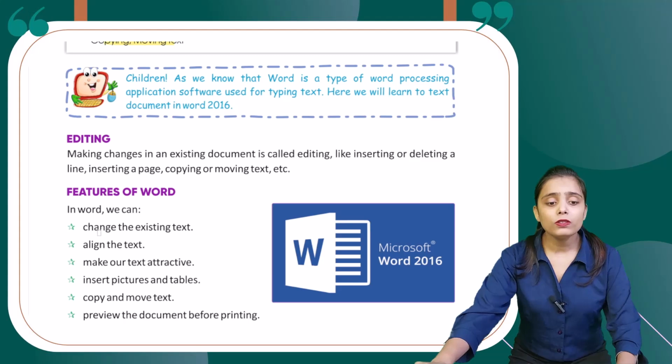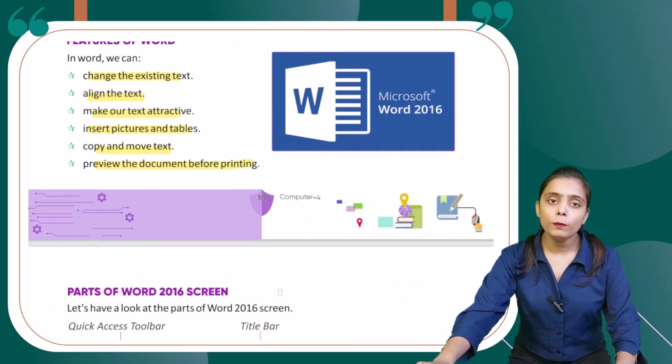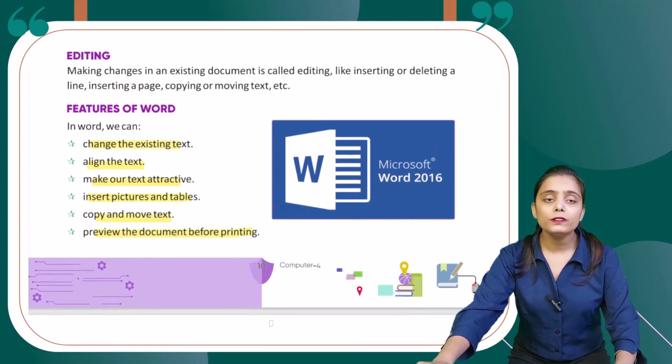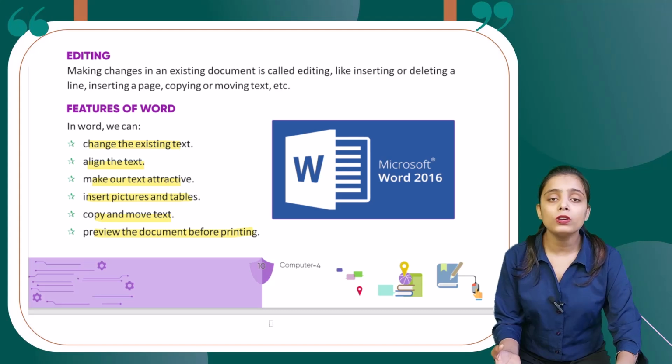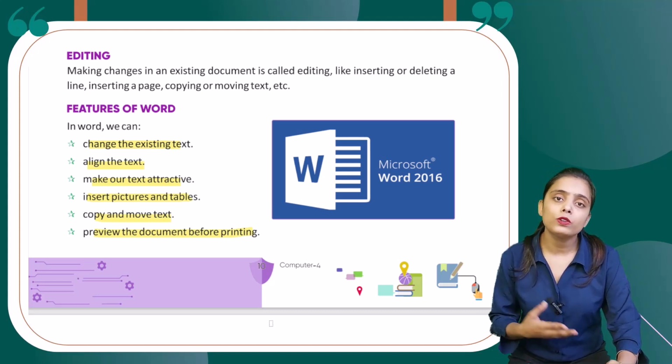Now, features of Word. So in Word, we can change the existing text, align the text, make our text attractive, insert pictures and tables, copy and move text, preview the document before printing. So these all are the features of Word where you can change the existing text. Okay, you can change the paragraph, you can change the type text which was written previously.